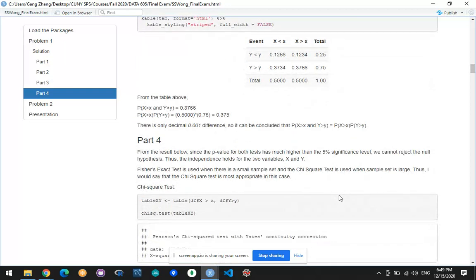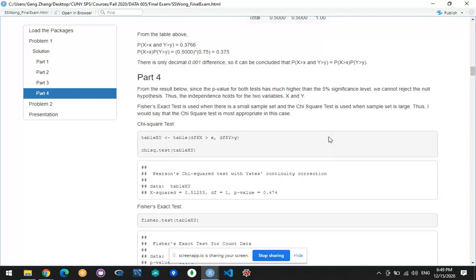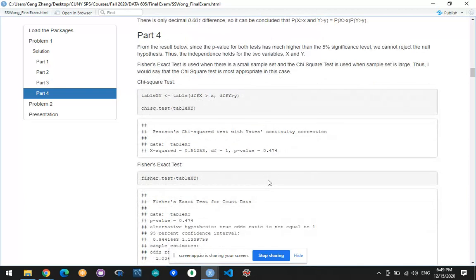Basically, they are equal. And for part number four, the Fisher exact test is used when there is a small sample set, and the chi-square test is used when the sample set is large. Thus, I would say that the chi-square test is most appropriate in this case.